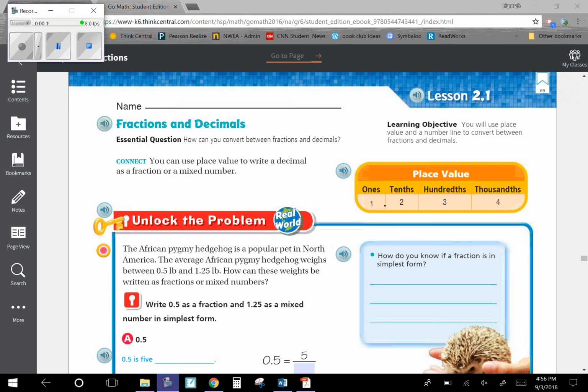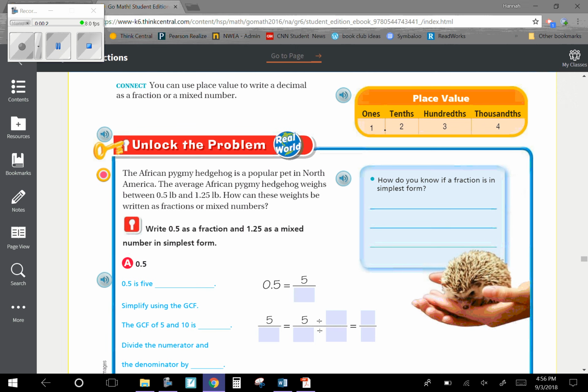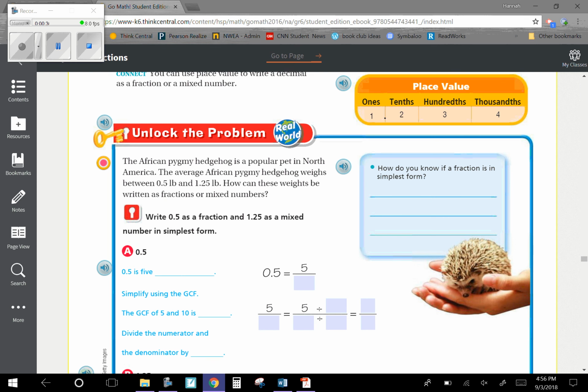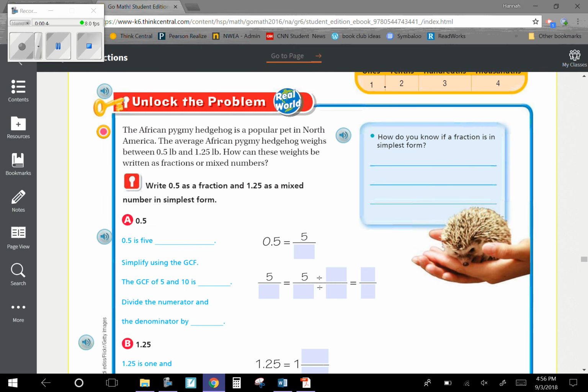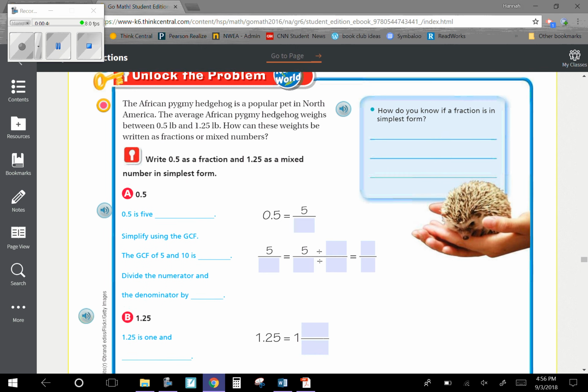Okay, so we're going to be dealing obviously a lot with fractions and decimals. So look at this connect here. It says you can use place value to write a decimal as a fraction or a mixed number. Right here in this orange where it says place value, make sure that you understand this. We went over this last chapter, but I know that we still, my class at least, struggled with tenths, hundredths, and thousandths. So make sure that you are reviewing that so you know what each place value is.